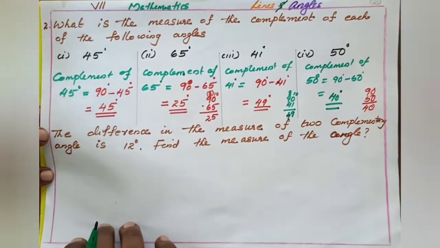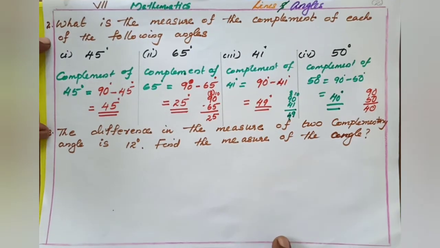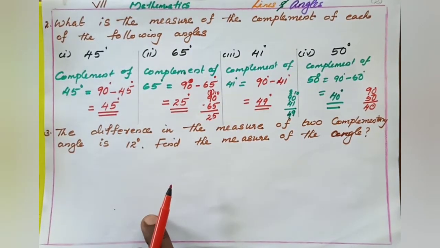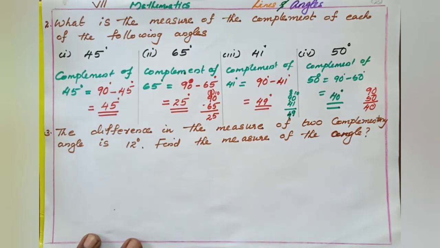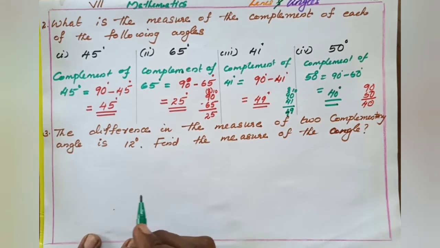Okay. Then next question. The difference in the measure of two complementary angles is 12 degree. Find the measure of the angles. Given the difference of two complementary angles is 12 degree, it means one angle is greater than the other angle by 12 degree, isn't it?